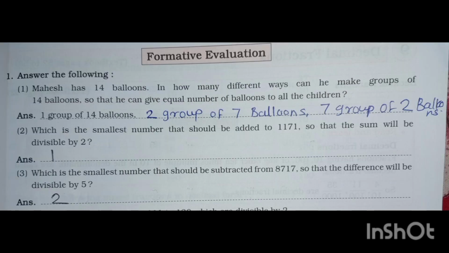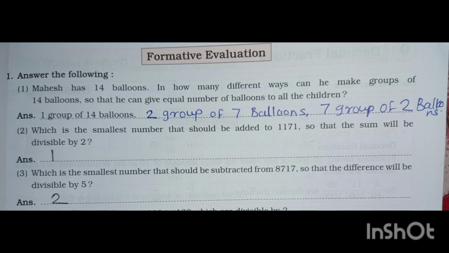Then next formative evaluation. Answer the following. Mahesh has 14 balloons. In how many different ways can he make groups of 14 balloons so that he can give equal numbers of balloons to all the children? So here one group of 14 balloons or 14 groups of one balloon, then two groups of 7 balloons, then 7 groups of 2 balloons.